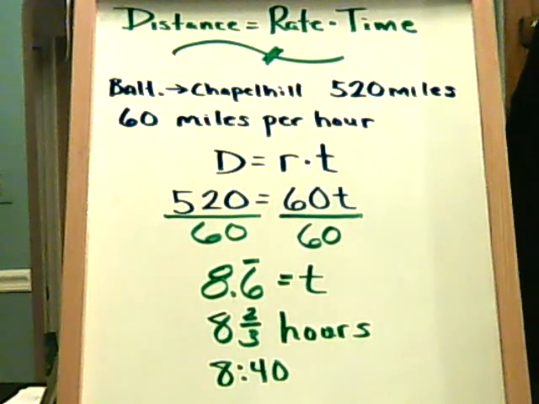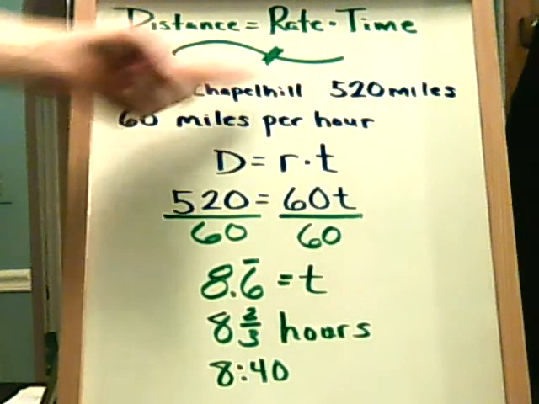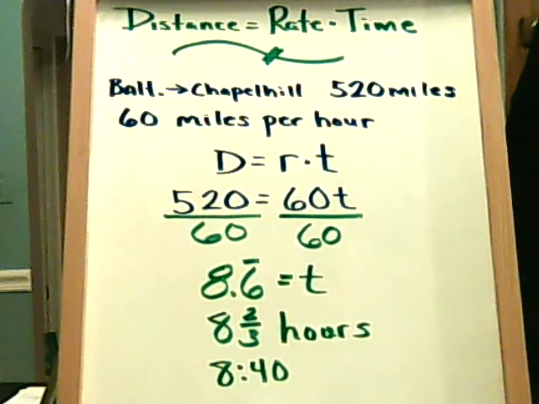In this video, we are looking at the problem on Homework 100 that reads, the distance from Baltimore to Chapel Hill, North Carolina is 520 miles. If Martin travels 60 miles per hour, how long will it take him to get to Chapel Hill? Use the formula, distance equals rate times time.